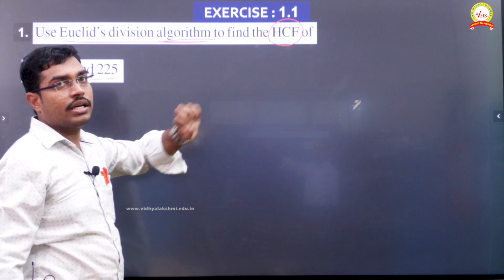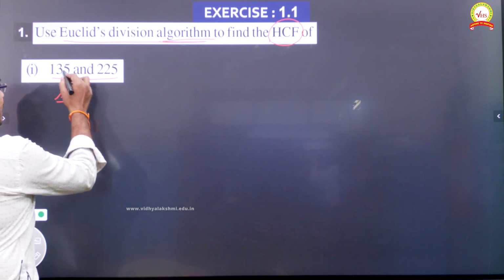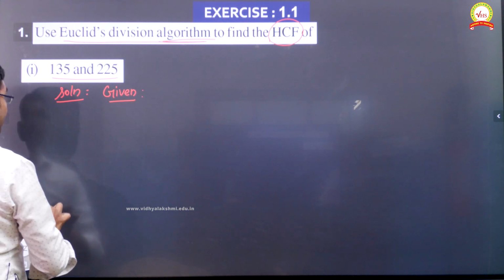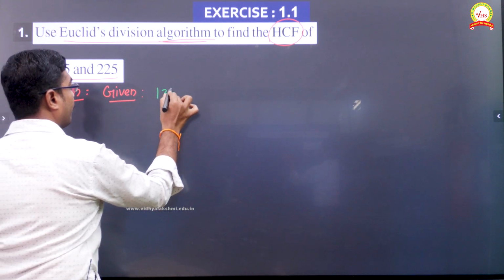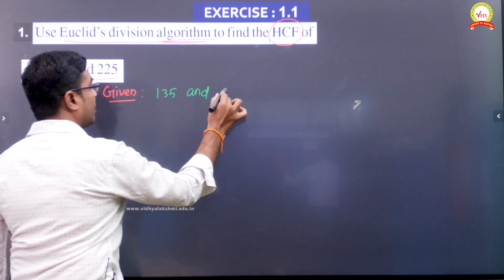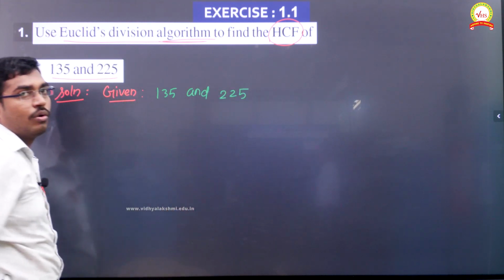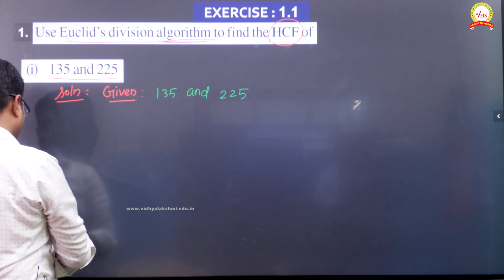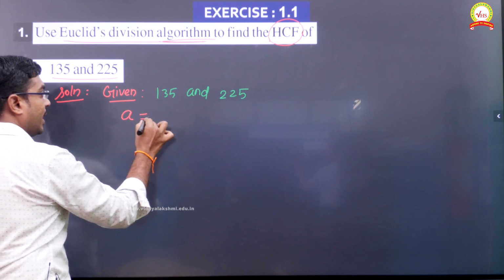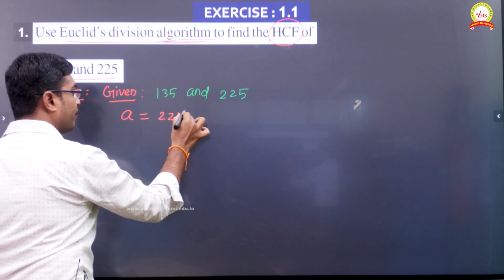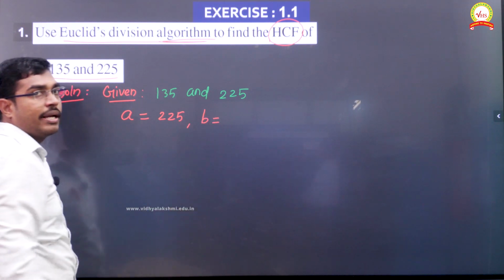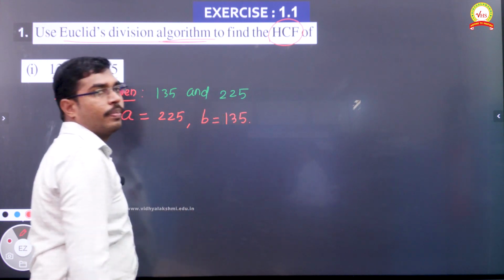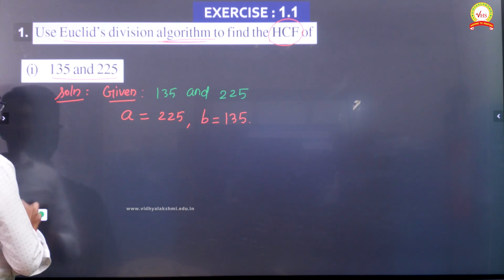Find HCF. Okay, how to find? Here what is the given? 135 and 225. Yes or no? So which one is the greater number? 225 is the larger number. So I am going to take A is 225, comma, B is 135. By Euclid division lemma.